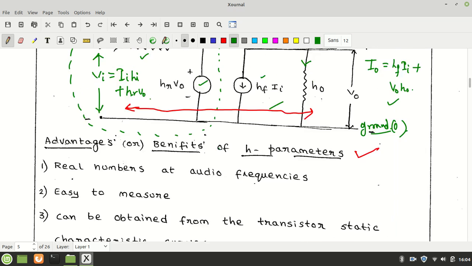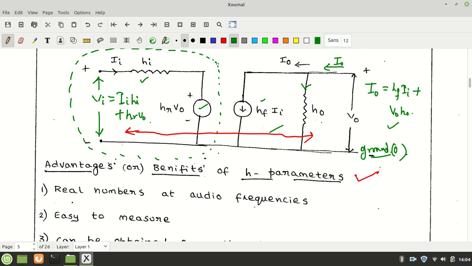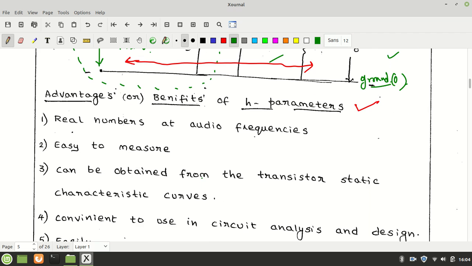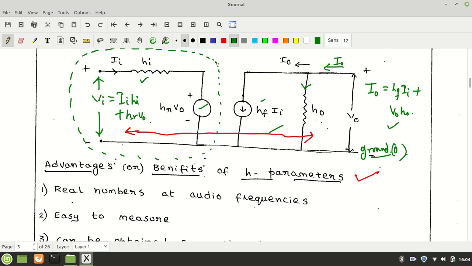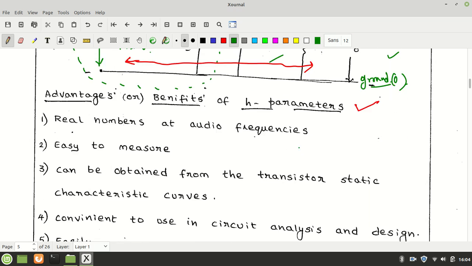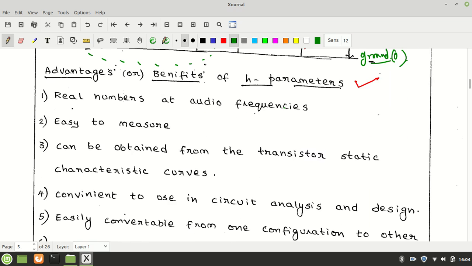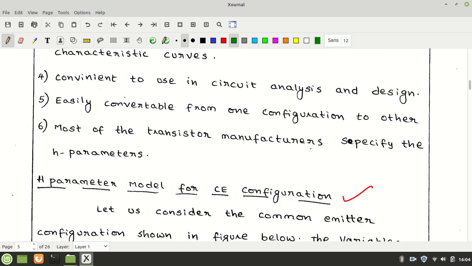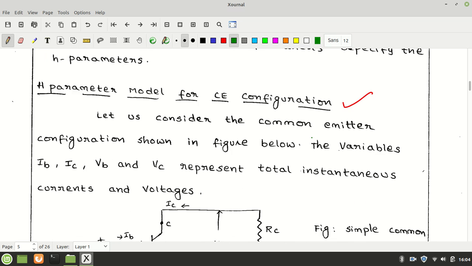And another criterion of H parameters is that they are real numbers at audio frequencies. Audio frequency means omega is very low, so the terms admittance is there, but impedance is replaced by actual resistance. Those terms are all real for audio frequency, and our syllabus is concentrated on the audio frequency amplifier. So all the coefficients will be real in our case.